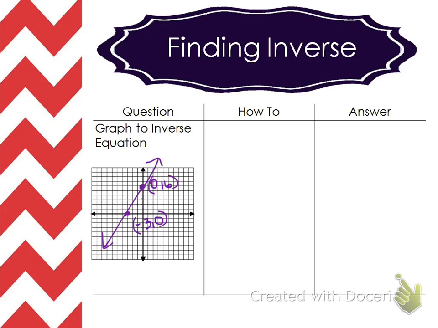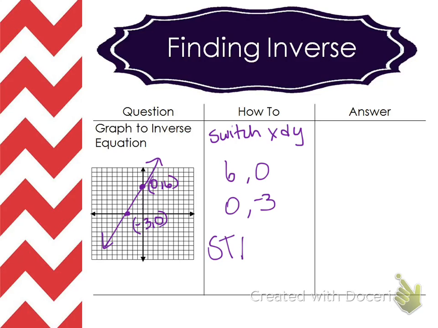So in this case, the very best thing to do, once again, switch x and y. That's pretty much always the start. So my ordered pairs would be 6, 0, and 0, negative 3. And then we're going to use the stat function in our calculator to come up with an equation. So this would be L1, and this would be L2.